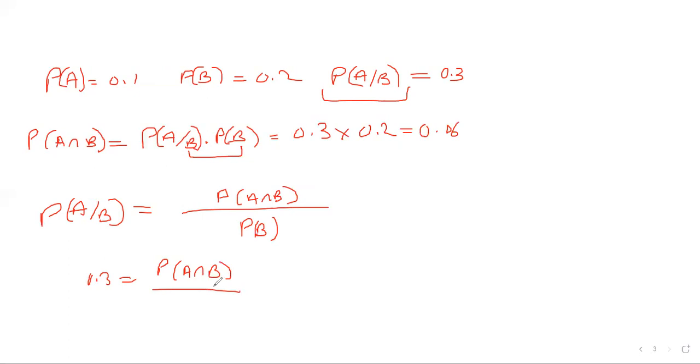Then probability of B, we have 0.2. So you cross multiply. 1 times the intersection is the intersection of A and B. Then you cross multiply 0.2 times 0.3, give you what? 0.06. Is that clear?